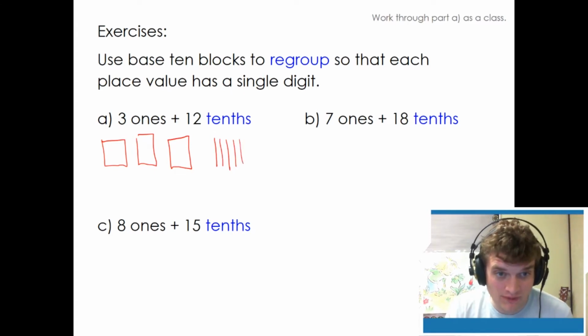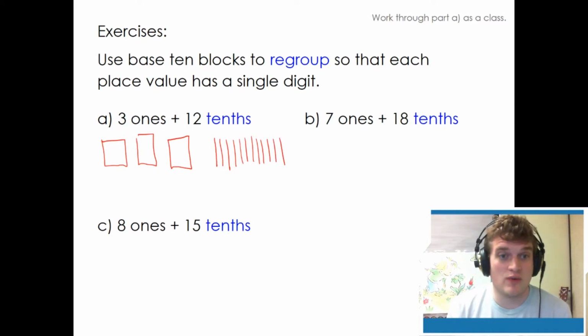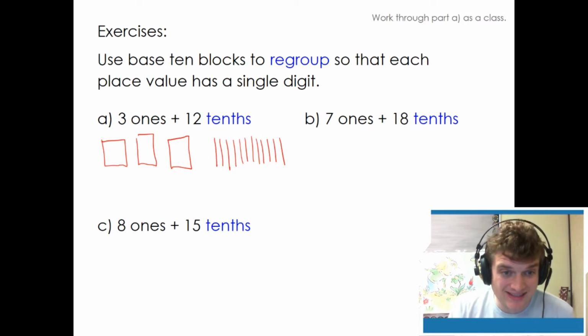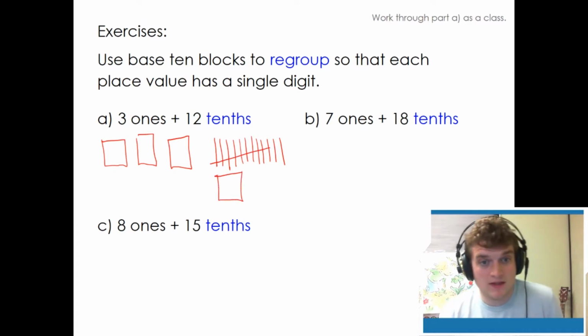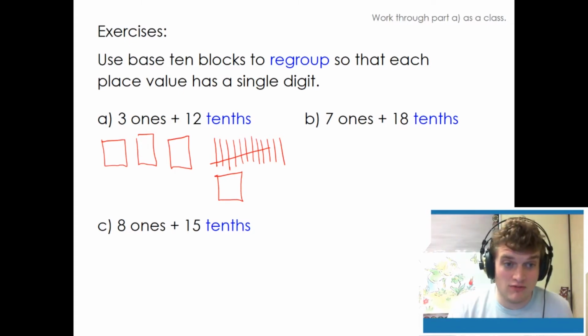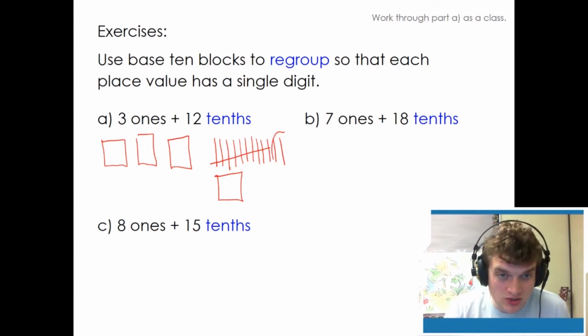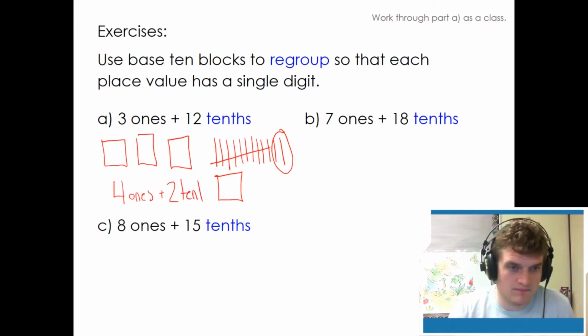3, 4, 5, 6, 7, 8, 9, 10, 11, 12. So we have 3 ones and 12 tenths. We need to take 10 of these tenths, 1, 2, 3, 4, 5, 6, 7, 8, 9, 10, and trade them for a 1. We're left over with 4 ones and 2 tenths.